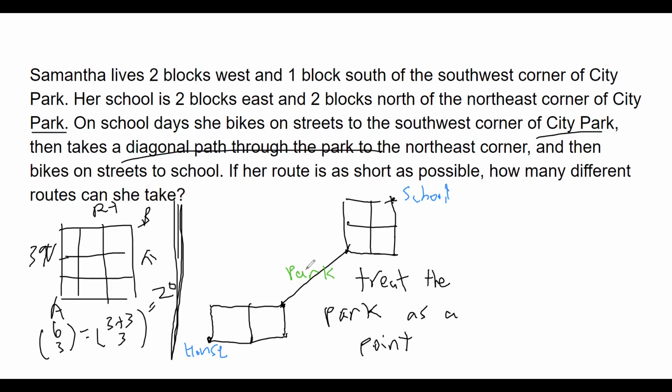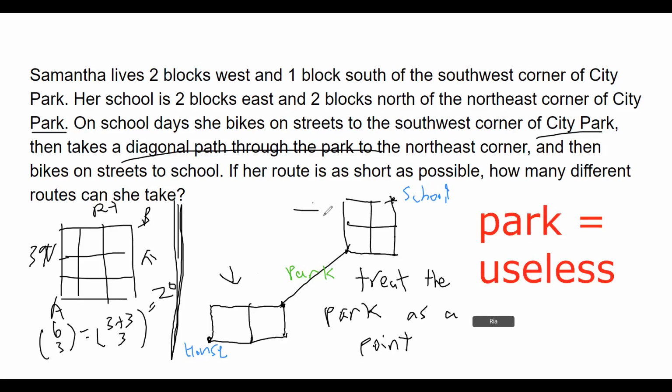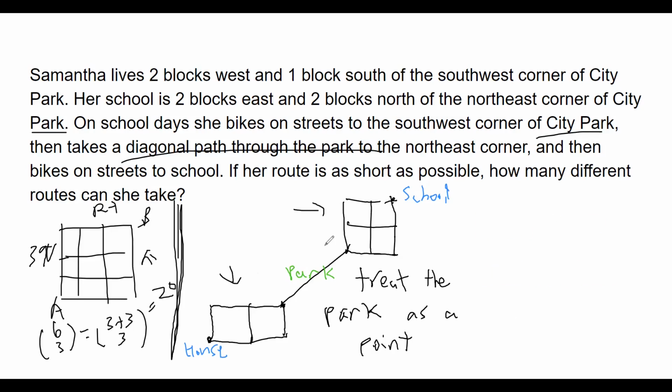So this is essentially just 2 parts. The first part from the house to the park, and the second part from the park to the school, right? And so this is a 1x2 grid. This is a 2x2 grid. So what would be the number of ways to go from house to park and from park to school? What would those numbers be?